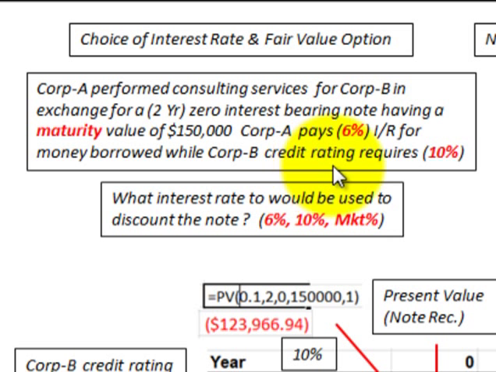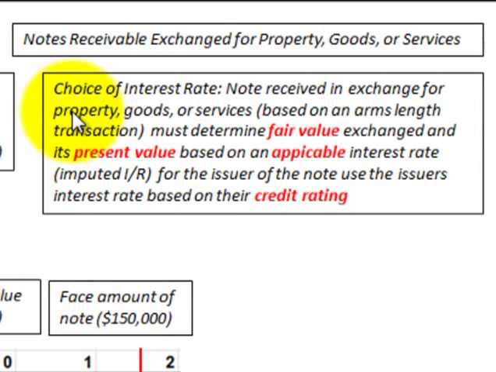Now, remember, Corporation B is issuing this note here, and their interest rate here required is 10%. So let's go look at our rules here for the choice of interest rates. A note received in exchange for property, goods, or services based on an arm's length transaction, you must determine the fair value exchanged here and its present value based on the applicable interest rate, or the imputed interest rate in this case. For the issuer of the note, use the issuer's interest rate based on their credit rating.